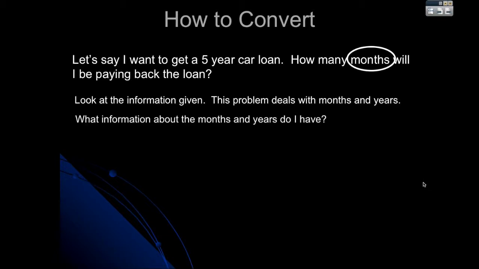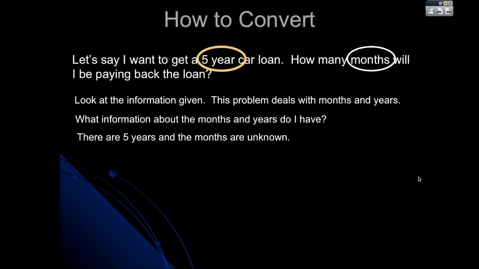What information about months and years do I have? What's the information I have? Okay, so we know that you want to get a car loan for 5 years, but we don't know how many months that is, right? So that's the unknown. So we know 5 years. There are 5 years, and the months are unknown. So this is how you would write this out. You need to learn this, so write it down. 5 years equals blank months, because we don't know how many months yet, do we?